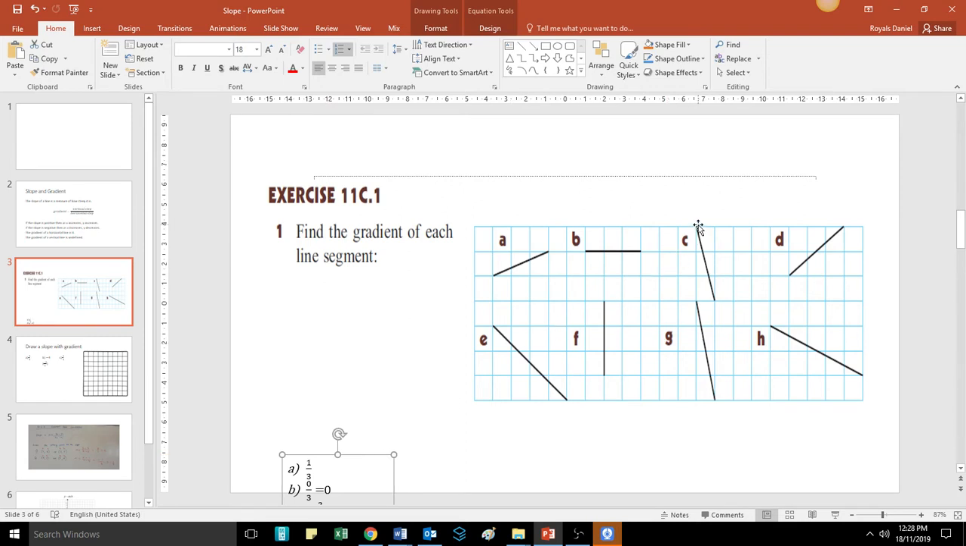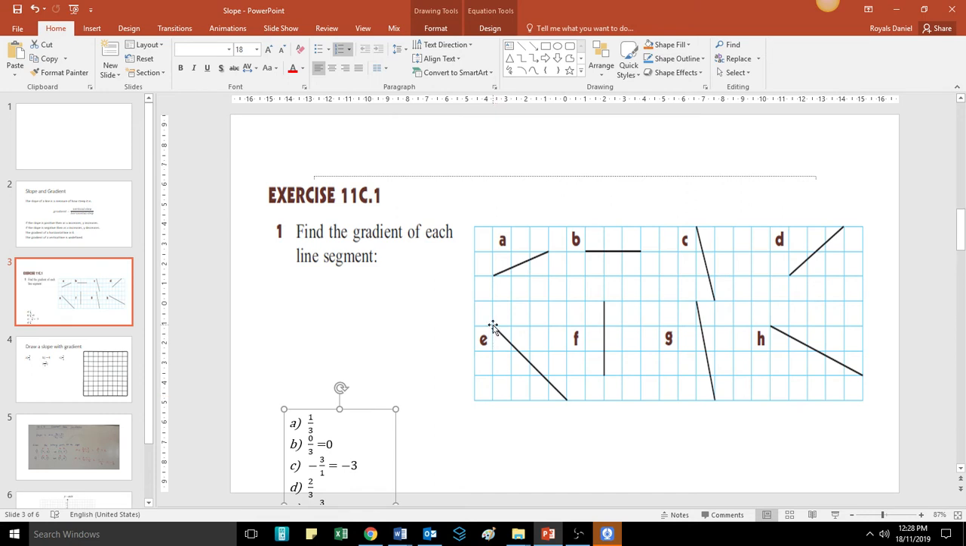Example C, we can see the point furthest to the left is here. It's going down 3 units and to the right 1 unit. So we've got minus 3 on top of 1. And minus 3 on top of 1 just simplifies to be minus 3. If we have a look at D, we can see it's going across 3 units and then up 2 units. So the slope is going to be 2 on top of 3.